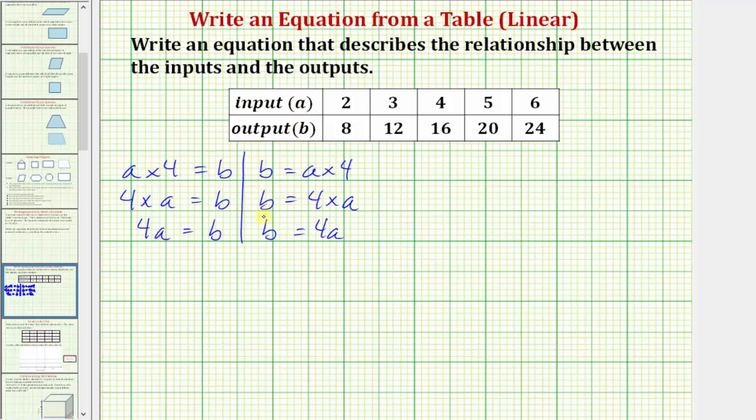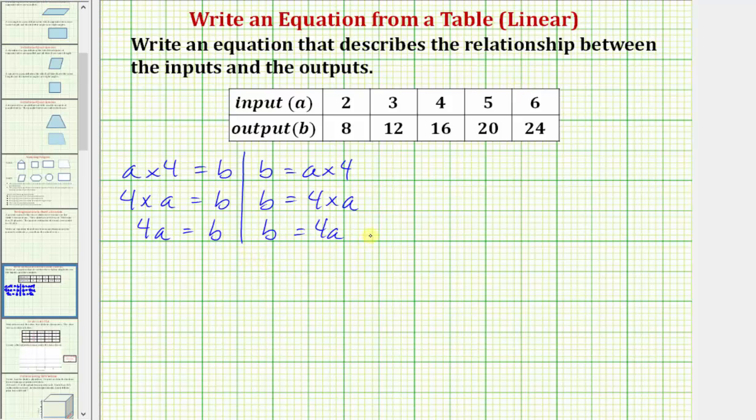But let's say instead of recognizing a pattern of multiplication, you recognize a pattern of division. Meaning, let's say you recognize that 8 divided by 4 is equal to 2. So maybe you think the rule is b divided by 4 equals a. Well, let's try it when b equals 12. 12 divided by 4 does equal 3. When b equals 16, 16 divided by 4 does equal 4. 20 divided by 4 equals 5. And 24 divided by 4 is equal to 6.